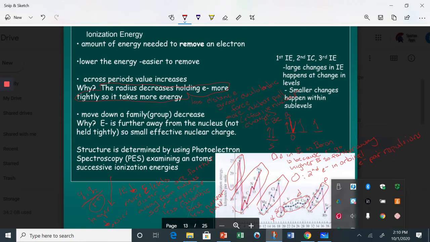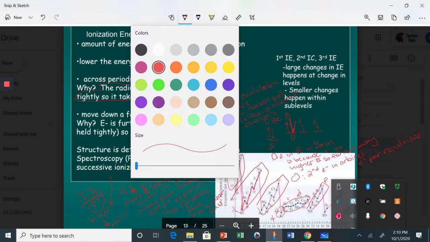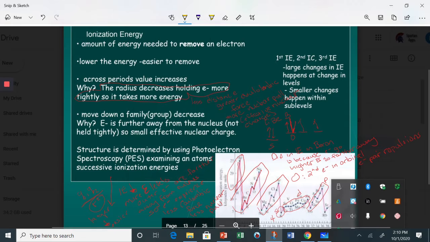Okay. On the other end, let me change my little pen color here so I'm not constantly writing in the same color pen. Here's that electrons, and this should be a lowercase e. This is not energy, this is an electron. An electron is further from the nucleus, not held as tightly, and smaller effective nuclear charge.